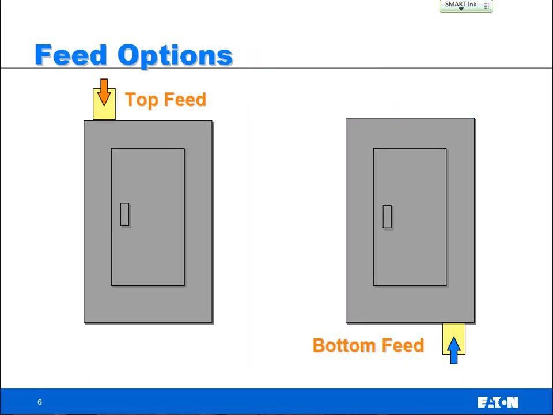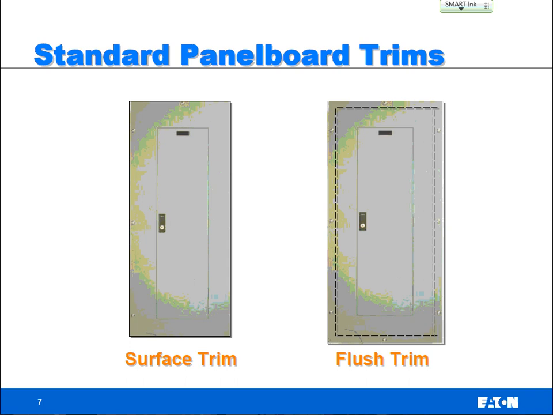Okay, a panel board can be set up one of two ways, either from the top or from the bottom. Us as a manufacturer need to know that ahead of time because we're going to configure this panel board accordingly, with the incoming line on one side or the other. We'll build that up to meet the need. The other thing that we as a manufacturer are going to need to know is the trim: surface or flush?